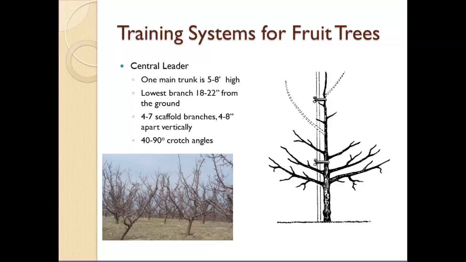So it has one main trunk that is usually 5 to 8 feet high. The lowest branch is usually about knee height, at 18 to 22 inches from the ground. There are usually 4 to 7 large scaffold branches that are about 4 to 8 inches in rise vertically, kind of spiraling around the tree. And branch angles are usually maintained at 40 to 90 degrees on there.